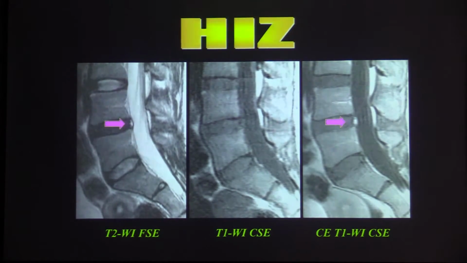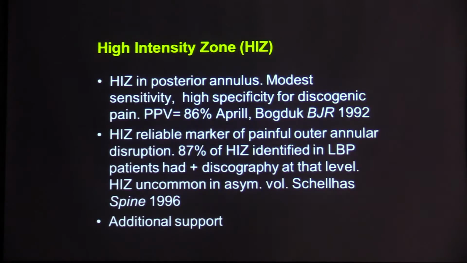These pain fibers are felt to mediate the pain in people with these HIZs or annular fissures or annular tears. So again, the annular fissure is the preferred term, so I'll use that for the rest of the talk. In the original study, this was found to have modest sensitivity and fairly high specificity. Its positive predictive value was in the mid-80s, which is actually pretty good for many of the imaging findings we have.